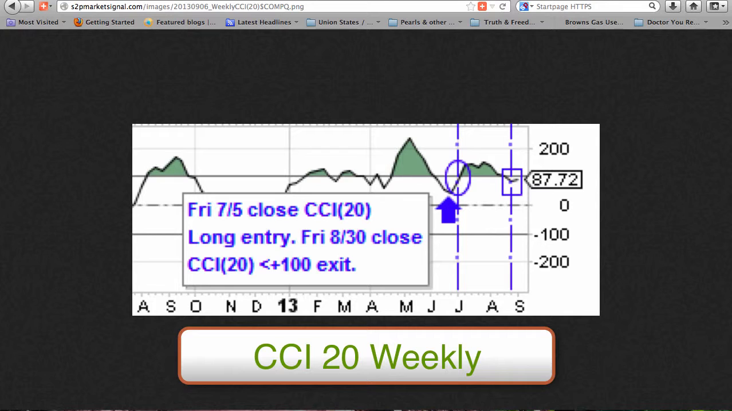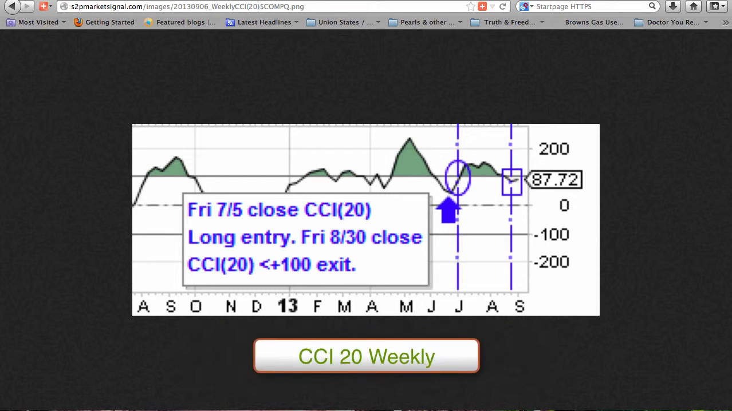The CCI 20 weekly got a valid zero-line reject signal for Monday, July 8th open. Last week, the CCI 20 dropped below plus 100, signaling our exit from the trade at Tuesday, September 3rd open. The result of this trade simulation was a gain of 128.83 points on the Nasdaq Composite, or $3.15 per share of QQQ.